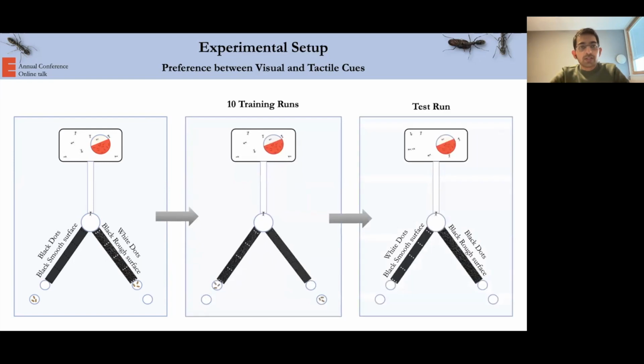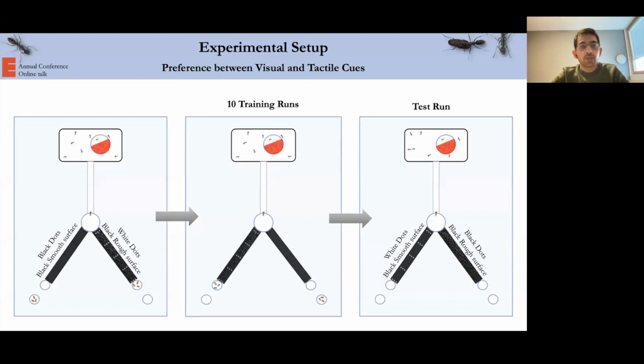However, during the test run, the cues are recombined to result in a conflict. Black dots with black rough surface and the white dots on black smooth surface. Now, if the ants prefer to spend time on the side with the white dots on black smooth surface, that would imply that they prefer the white dots, which is the visual cue. If the ants spend relatively more time on the side with the black dots on the black rough surface, it would mean that they prefer the tactile cue.